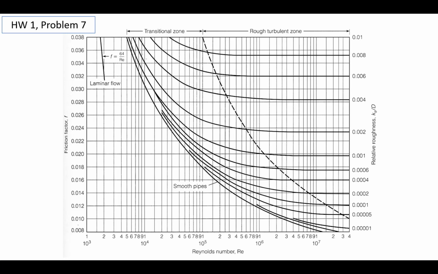All right. When you did homework 1, problem 7, you were required to use this diagram called the Moody diagram. You've seen it on several prior occasions. Some of you got the wrong answer, in part because you weren't as precise as you ought to have been when using the Moody diagram.